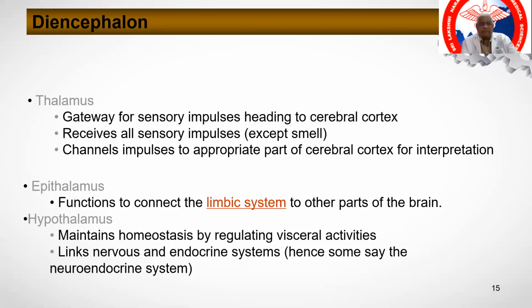Epithalamus functions to connect the limbic system to other parts of the brain. Hypothalamus maintains homeostasis by regulating visceral activities. It links the nervous and endocrine systems. Hence, some say this is the neuroendocrine system. Hypothalamus, neuroendocrine system.